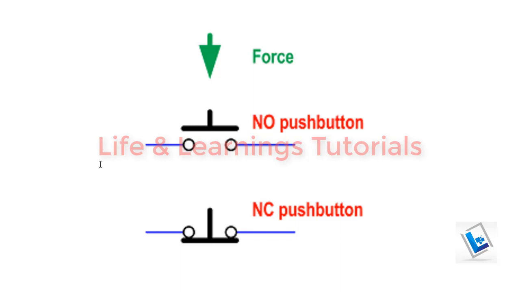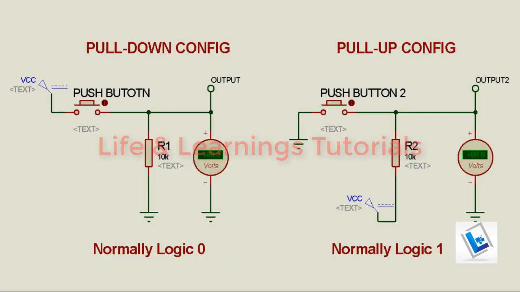If we apply force to this normally open push button, it will make a contact between these 2 bubbles and provide a path for the supply to flow. And for a normally closed push button, if we apply the force, it will break the contact between these 2 bubbles and it will break the path for the supply.